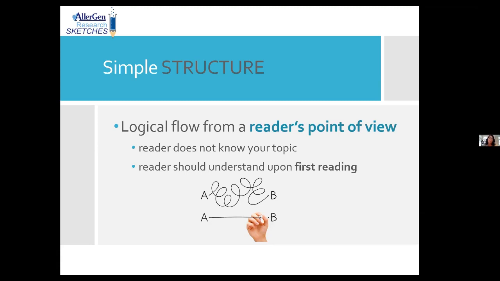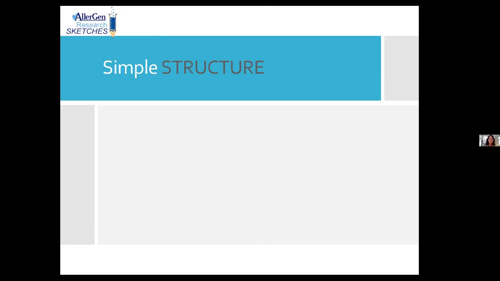And also, we need to remember that the reader may not have prior knowledge of the topic. They probably don't. So don't skip over information that may seem obvious to you, but is actually important for them in order to follow the thread of your research story. Achieving a simple structure doesn't just happen. It requires a very clear, thought out plan.